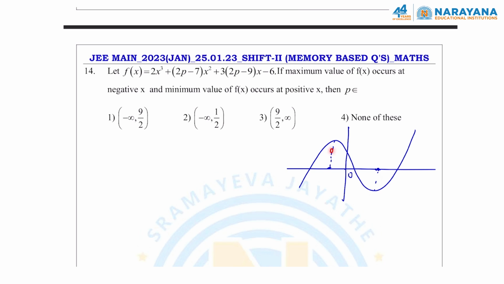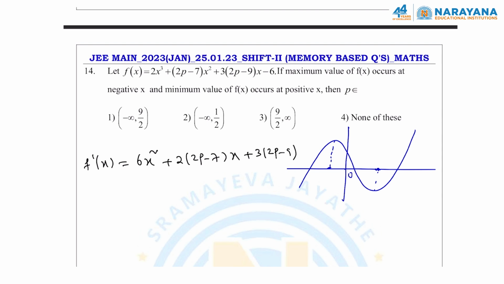So these x values are nothing but roots of f dash of x. So f dash of x, if you calculate, you get a quadratic. For that quadratic, you should have roots on opposite sides, one positive and one negative. So if I am calculating f dash of x, what we are getting? f dash of x is equal to 6x square plus 2 times (2p minus 7) into x plus 3 times (2p minus 9). So this is f dash of x.